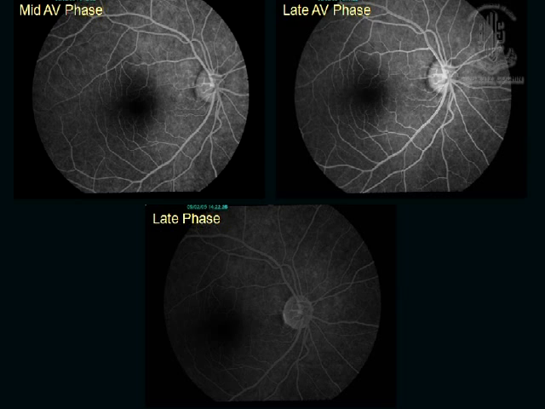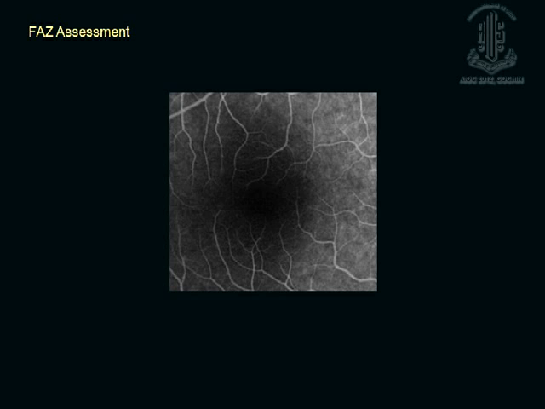The mid phase and late phase are differentiated by the relative filling of the arteries and veins. In the late AV phase, you have more or less an equal arterial and venous hyperfluorescence, and it fades out in the later phase. Assessment of the FAZ is an important aspect of fluorescein angiogram, and the best frames to choose are the mid-AV phase, or around 25 to 30 seconds after injection of the dye. That's when most of the parafoveal capillaries are best seen.